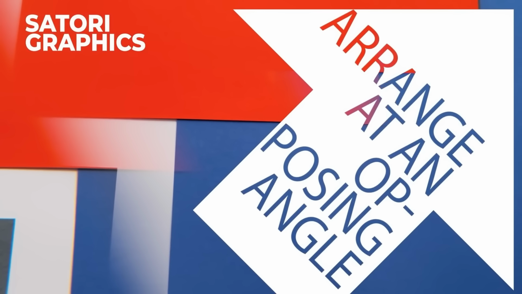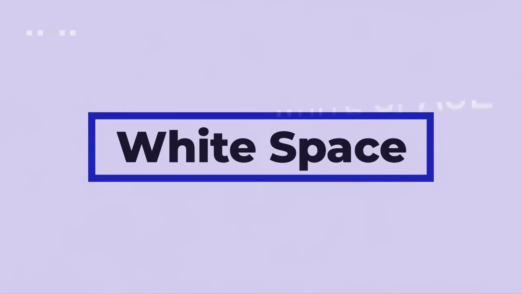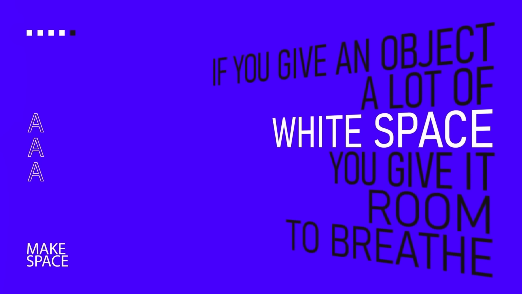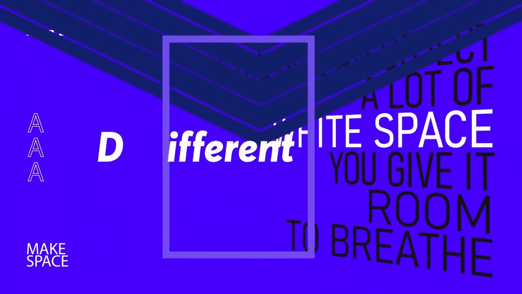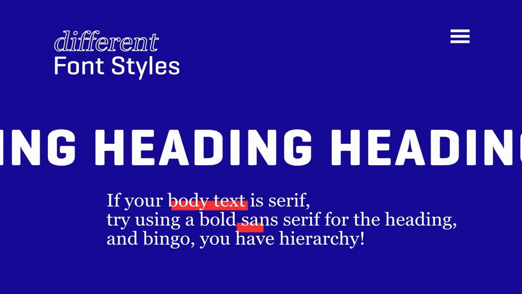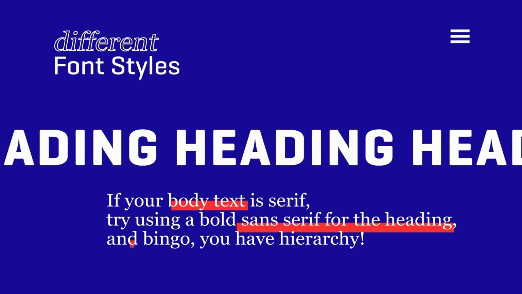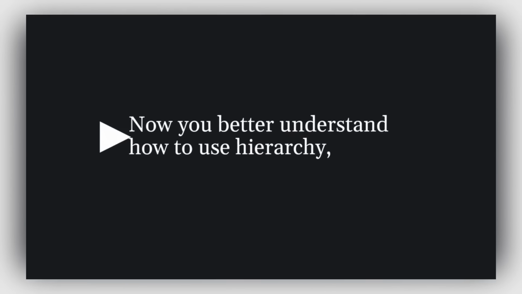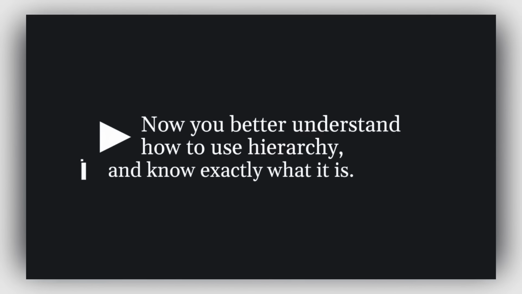The next technique is one that a lot of designers forget. If you give an object a lot of white space on your design, it then has room to breathe and it becomes more obvious to the reader, and thus more important. And then finally, using a different style of font. If your body text is serif, then consider using a sans serif for the heading, and bingo, you have some hierarchy. So yeah, maybe now you better understand how to use hierarchy on your designs, and you know exactly what it is.